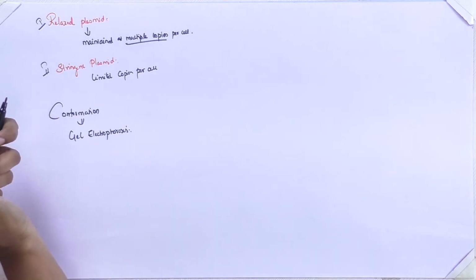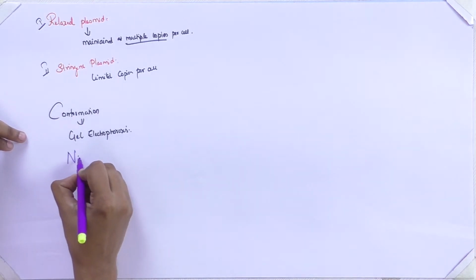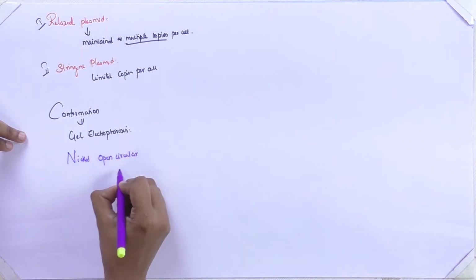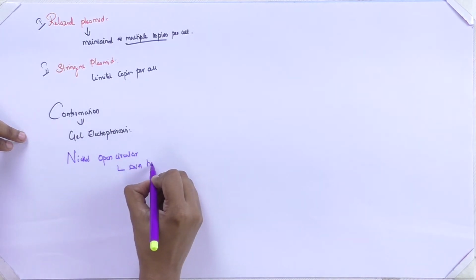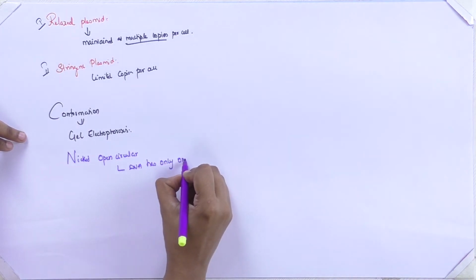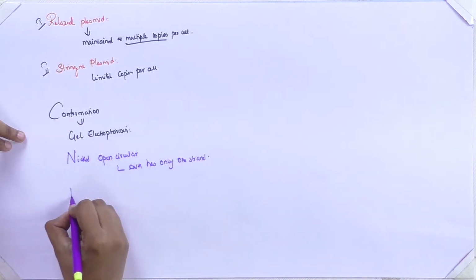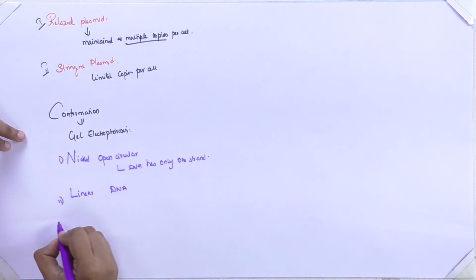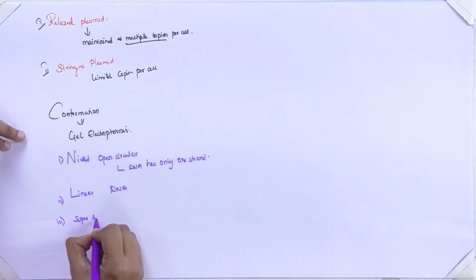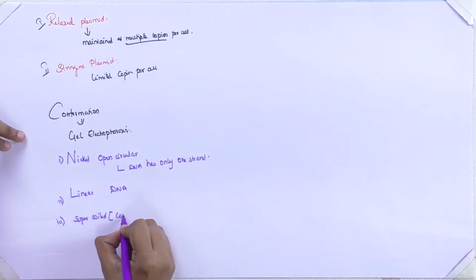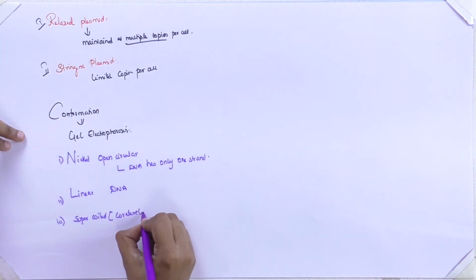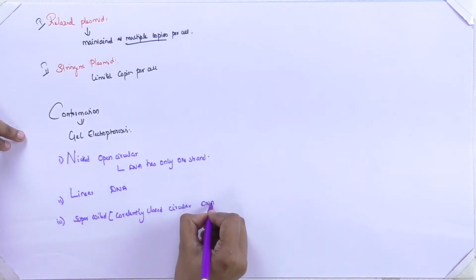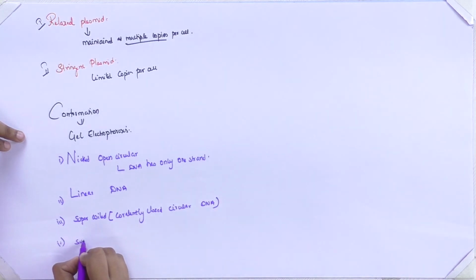Under gel electrophoresis, the first conformation you can call nicked open circular DNA, that is, DNA with only one strand. The second category is linear DNA, which looks a little thinner. The third one is supercoiled, which we also call covalently closed circular DNA. Then last you have supercoiled denatured DNA.